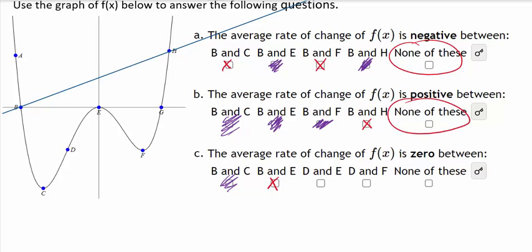Notice that we have a none of these choice in both parts A and B, but I won't be selecting that because we already selected one of the answers in both of those parts. So there's a couple more intervals to look at. The next one is D and E. We haven't looked at that.